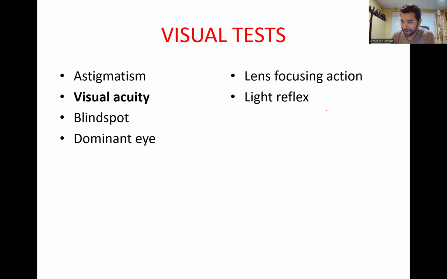Dominant eye, I'll show you how to do. Lens focusing action, kind of discuss that. As objects move from close to far, we have a process called accommodation. And then the light reflex is the changing of that pupil that we discussed, right? AKA the iris. First one, let me show you the blind spot test.